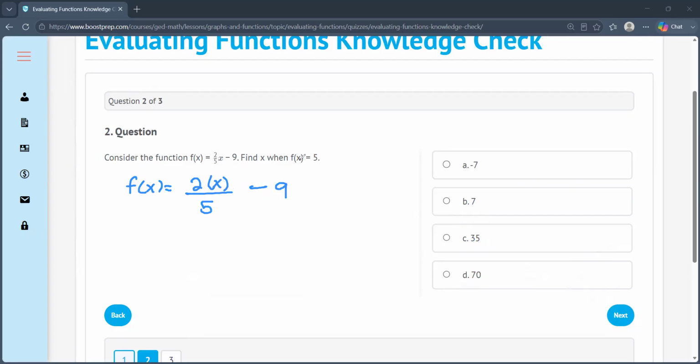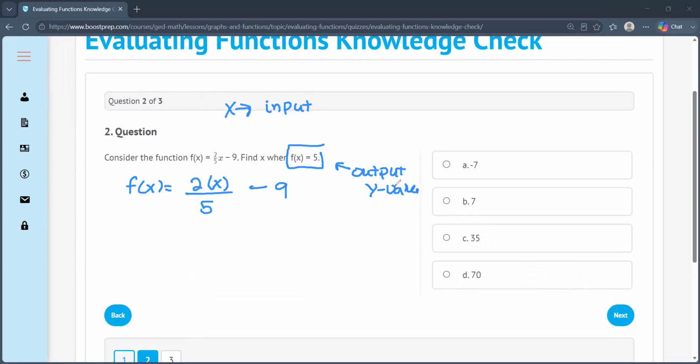Now they tell you to find x. So what we're trying to find is an x value, or an input, when f of x is 5. This can be a bit confusing. What does f of x equals 5 really represent? This is what's called your output, believe it or not, and it's a y value. So it's kind of going backwards from the other problems.